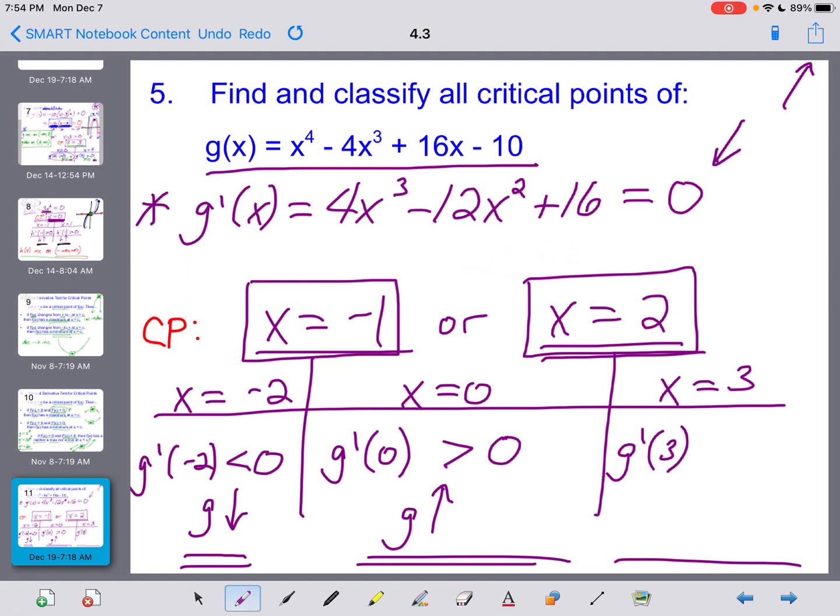Okay, here we go. Plugging in a 3. 3 cubed is 27. Whew, 27 times 4 is 108. Gotcha. Minus 12 times 3 squared. Well, 3 squared is 9. 9 times 12 is 108. So 108 minus 108, as dumb luck would have it, is 0. And 0 plus 16 is 16.